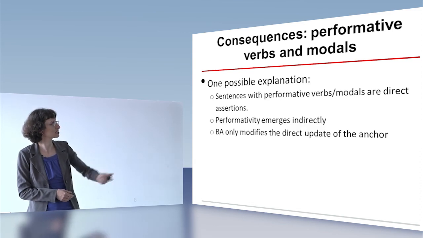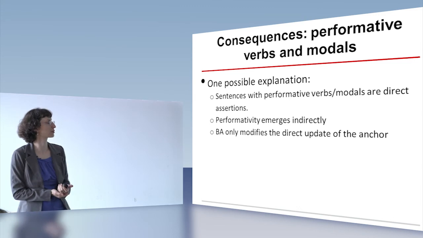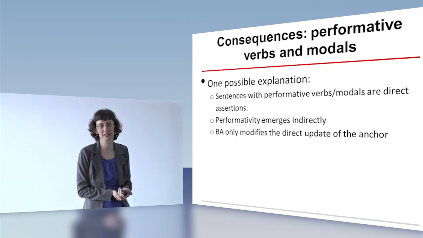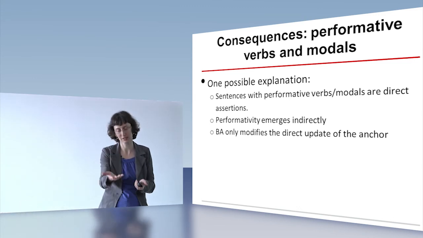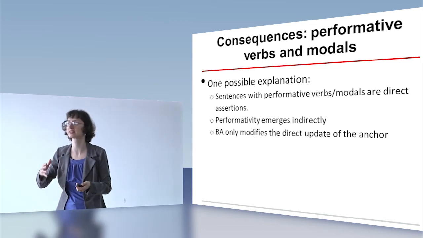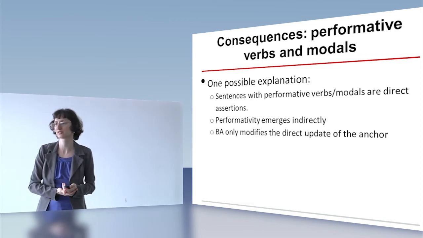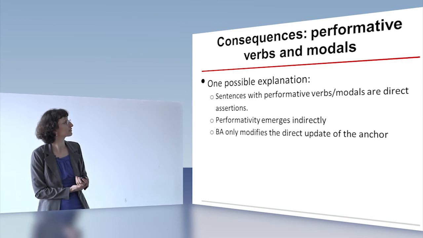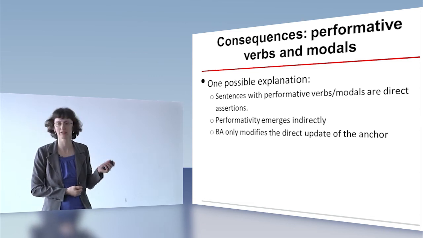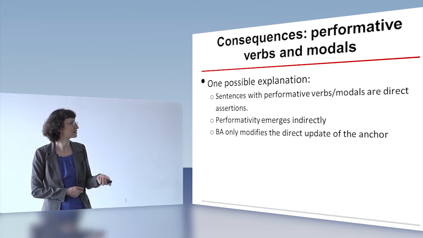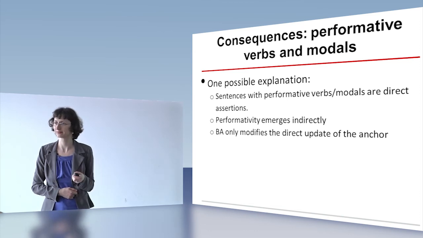So one explanation for this is that sentences with performative verbs or performative modals are actually just direct assertions. And so that's the typical effect that bot has on assertions, is to solicit confirmation or express uncertainty about them. Right? And then performativity actually emerges indirectly. And bot only modifies the direct update, so it only modifies the assertion part.